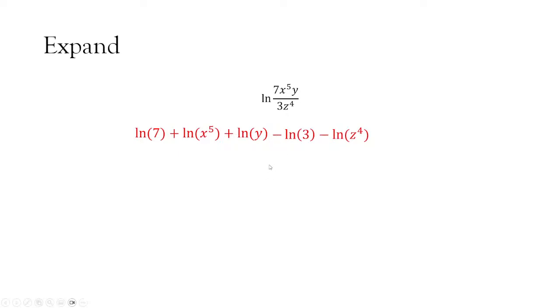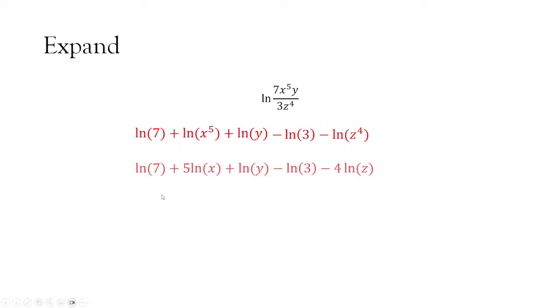So what else can I even do from here? I've expanded it quite a bit, but there's one more thing I can do. I've used my product sum law and my difference quotient law. The only one we haven't really used is my power coefficient law, which says that if I have a power or an exponent, I can move it to the front of that logarithm. So here I have x to the 5th. I can move this power of 5 to the front of this logarithm. And the same thing for the z to the 4th. I can move this 4 to the front of this logarithm.